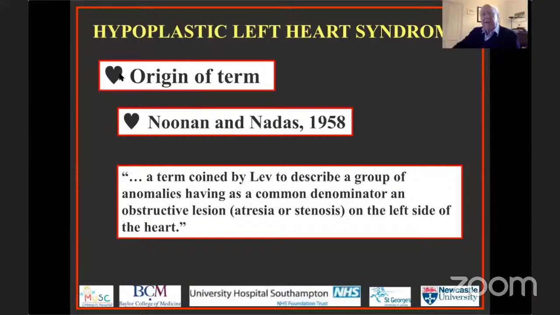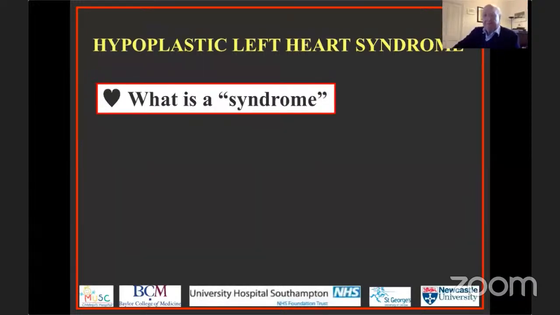And as you see, according to their paper, it was Lev, Maurice Lev, a great pathologist, who coined the term to describe a group of anomalies. And this is important because what Lev was grouping together was hearts that he saw as a pathologist. And he took as his common denominator an obstructive lesion, atresia or stenosis, on the left side of the heart.